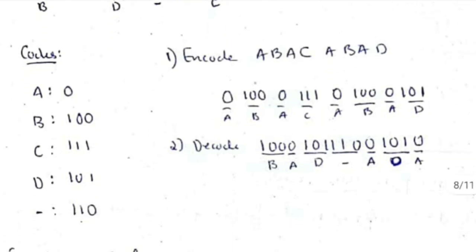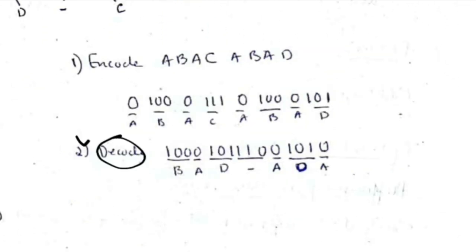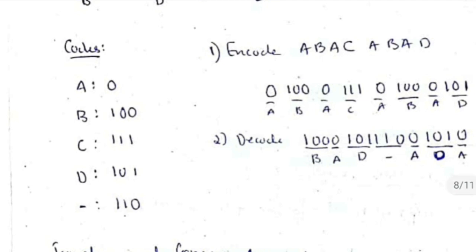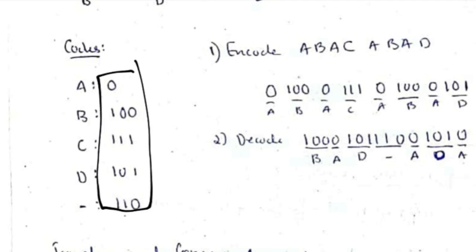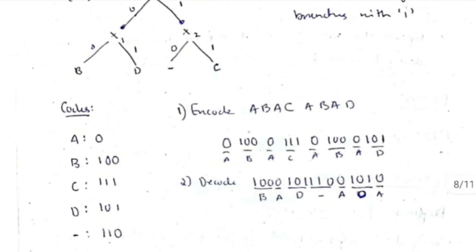After that they can even ask you to decode. So in that case, what you have to do, select the first 3, write B. Select the next one, which is A. Then select the next one, which is 0, write A. Then the next 3, D. Like that you have to compare the code with these numbers, and by using that you will get the answer here. And this is all about the Huffman's trees and codes.